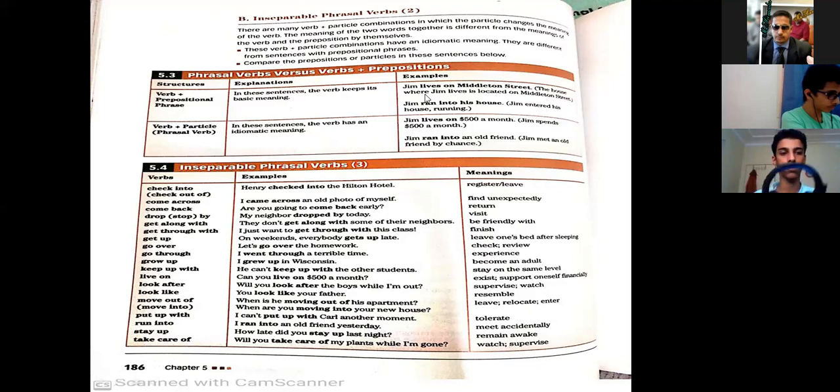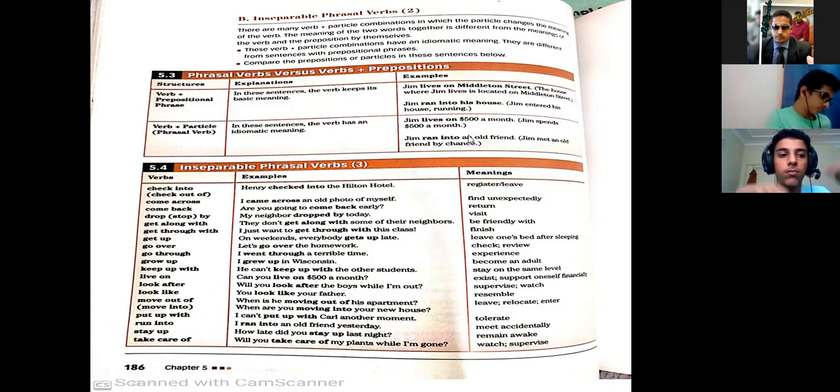The second meaning. Live on, what does it mean? Read the second example here. Jim lives on $500 a month. Jim spends $500 a month. It means that Jim spent $500 a month.